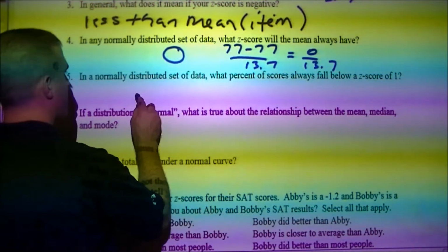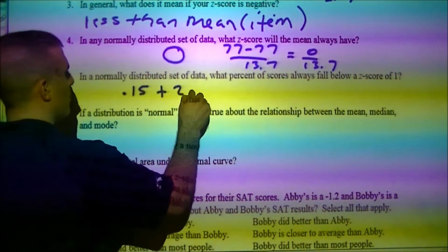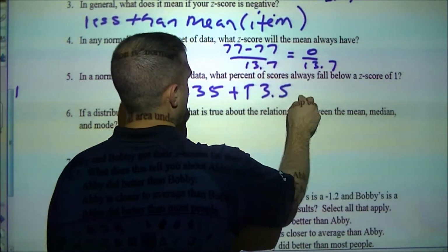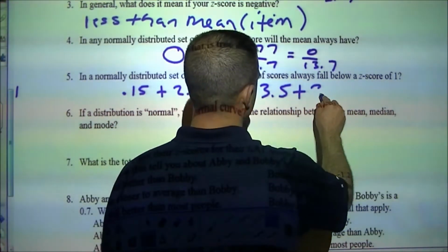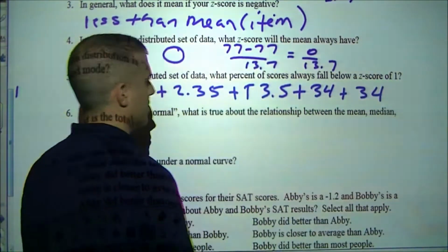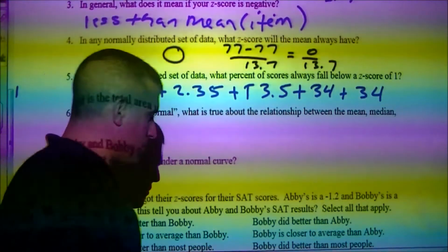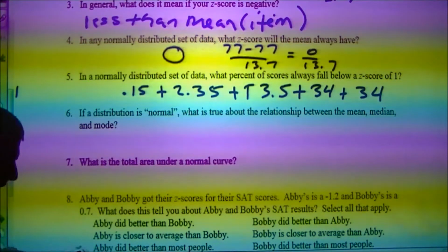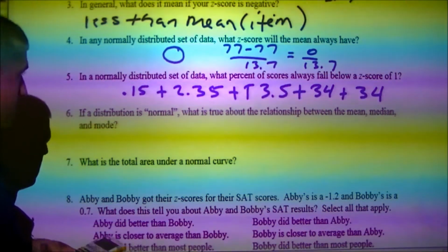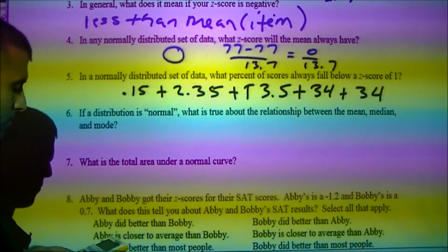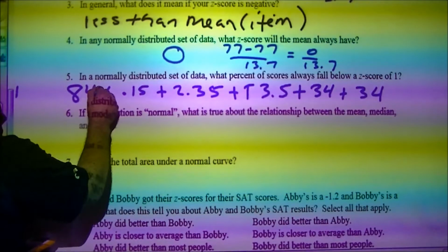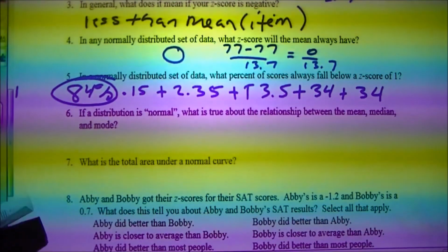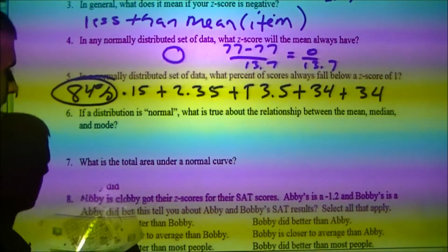Normally what that's going to be is 0.15, 0.235, or 13.5, 34, and 34. If you add all those numbers up, you can use your calculator to do that. If I had enough room, I would draw out the curve for you, but basically 84% of the data will fall below a z-score of 1. And you can also get that by looking at your z-score chart.